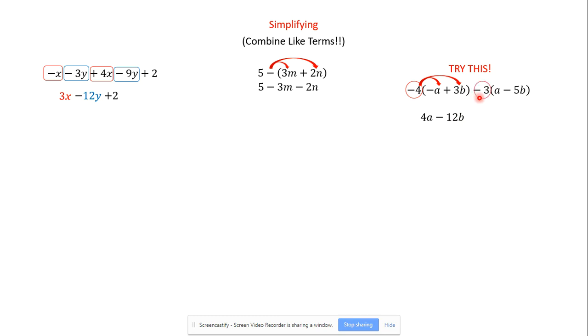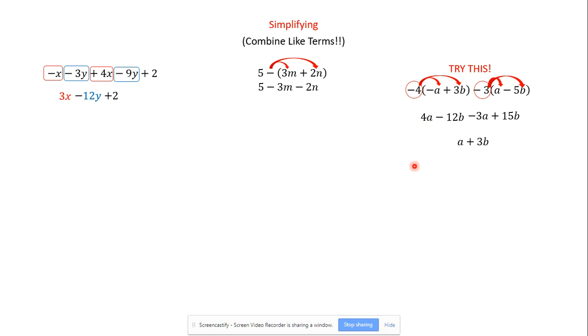We're going to have to take this negative 3 and distribute it to both pieces. Negative 3 times a is minus 3a. Negative 3 times negative 5b is positive 15b. So we have minus 3a plus 15b, and now we can combine our like terms. We have 4a minus 3a is 1a. Negative 12b plus 15b is 3b. So we have a plus 3b is the simplification of this.